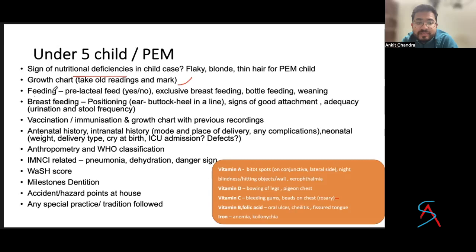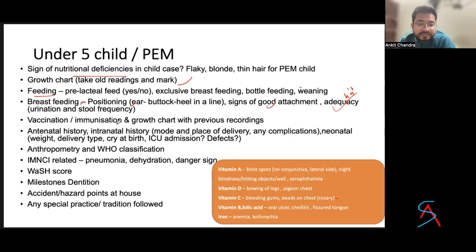Look at the feeding, exclusive breastfeeding, and bottle feeding practices, and how the weaning was done. Look for the positioning and attachment. This I already told you for breastfeeding, you have to assess it. In the diet history I have mentioned it, but in the examination also you have to see how the positioning of the baby is, and whether there is a sign of good attachment or not. As a part of history, you have to assess whether this child's feeding is adequate or not.